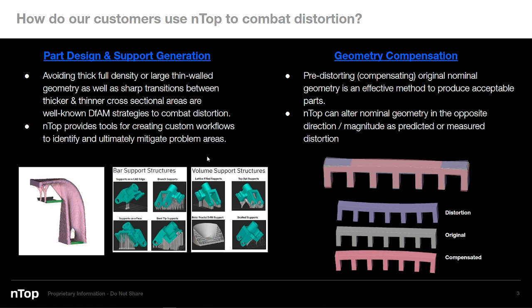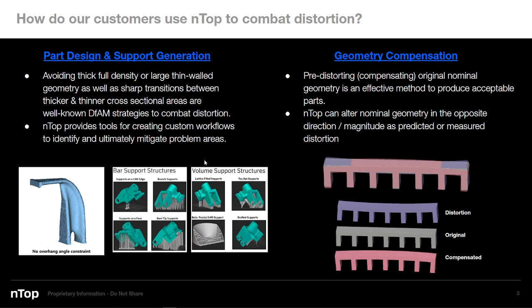There are really two different ways that you can go with trying to combat distortion in additive manufacturing. Number one is starting with general part design. So obviously avoiding certain things such as full density or very large, thin-walled geometries, as well as avoiding sharp transitions between thicker and thinner cross-sectional areas. These are well-known design for additive strategies that are employed in the design stages of your part so that you have something printable that isn't going to cause problems during the printing process.